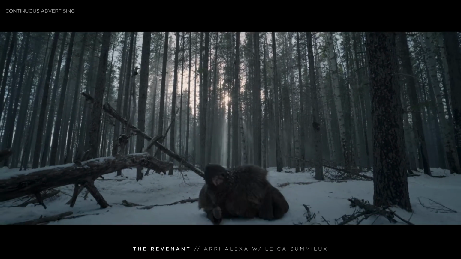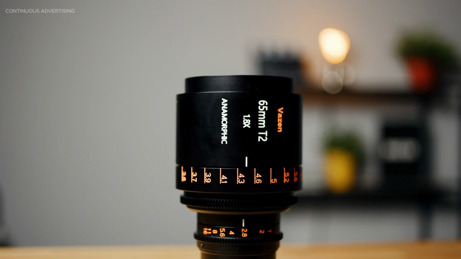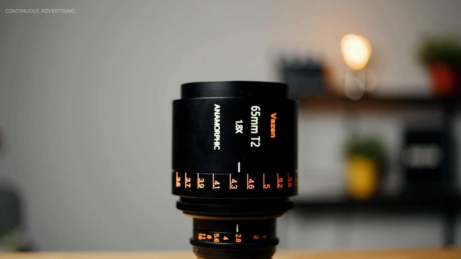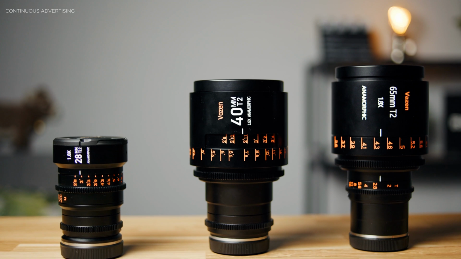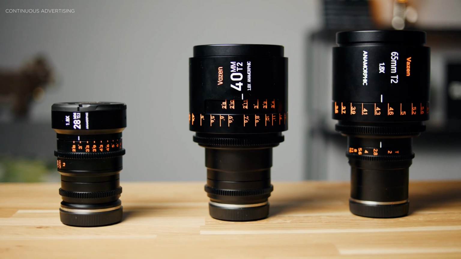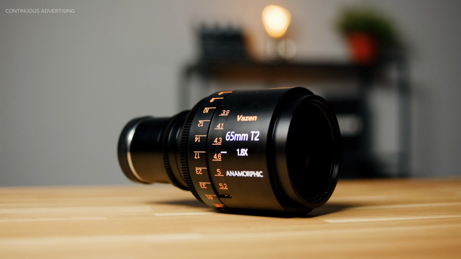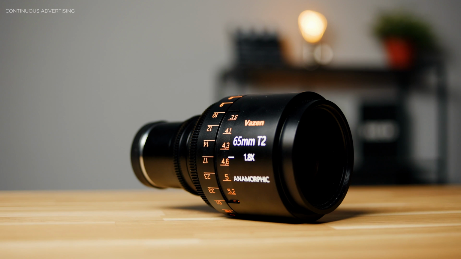Now let's take a closer look at the VAZEN anamorphic set. For around 8K you can buy this set. It's affordable, I mean it's still a lot of money, but compared to other anamorphics this is affordable. All 3 lenses are built out of metal and they are really solid, and each of them weighs around 1 to 1.8 kilos.